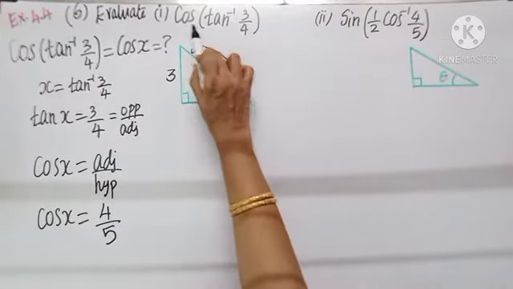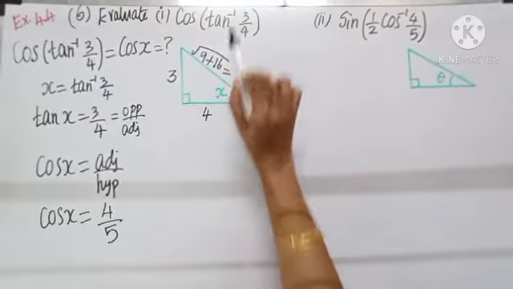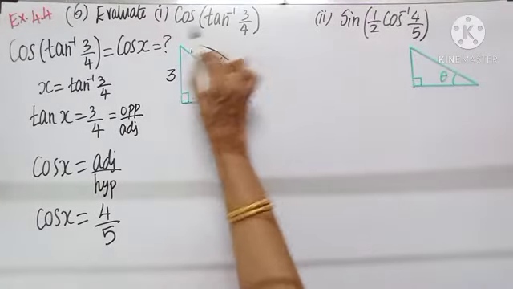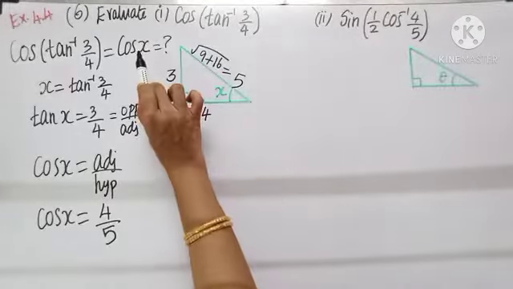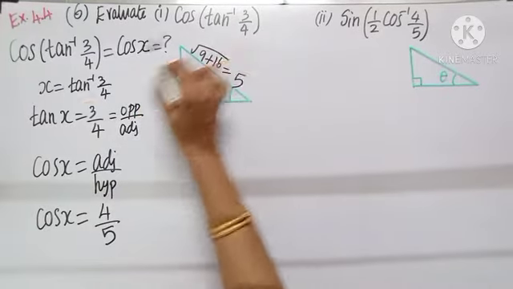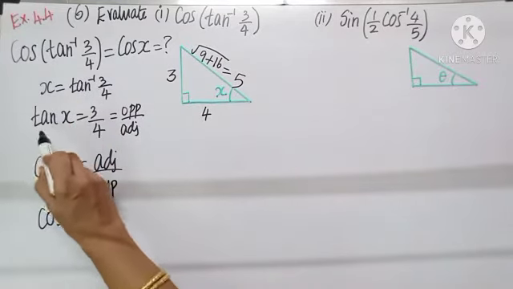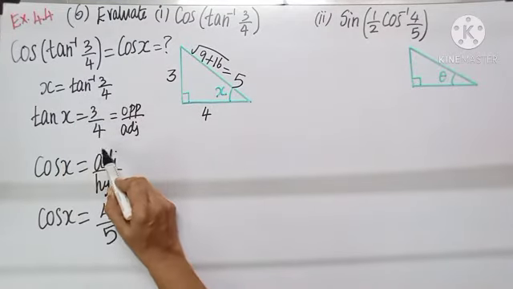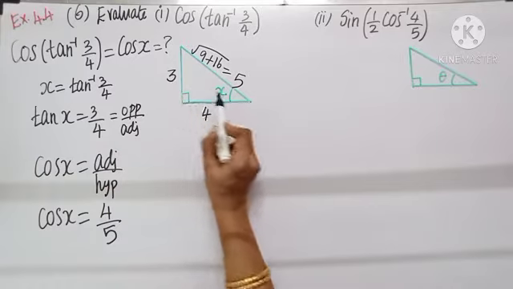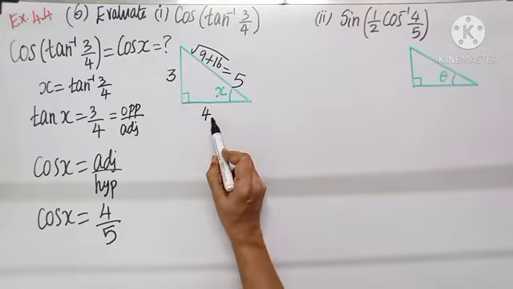Question is cos of tan inverse something. So I want to find cos x. What is x? That bracketed term, tan inverse 3 by 4. So take tan inverse to the left. Tan x is 3 by 4. Mark 3 opposite side, 4 adjacent.